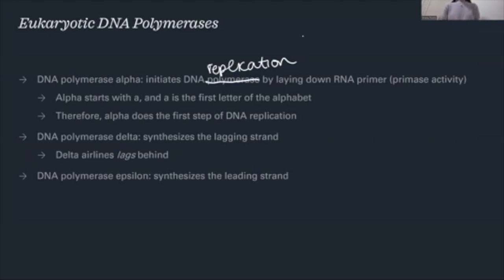And I don't have a way to remember this one other than knowing what alpha does, you know what delta does, you know you have to make a leading strand, therefore by default it must be DNA polymerase epsilon. So if you have a way to remember epsilon, that is great. If not, you can just remember that by default, your last function must go with your last DNA polymerase. And those are the only three you need to know.